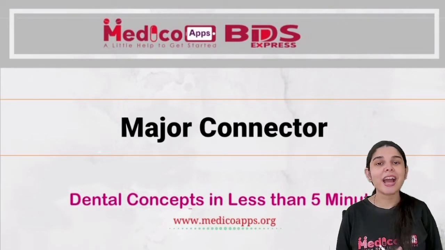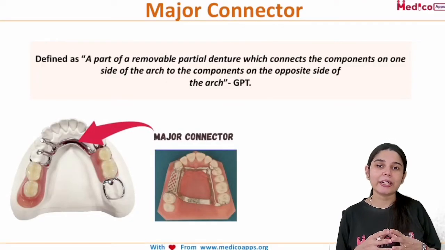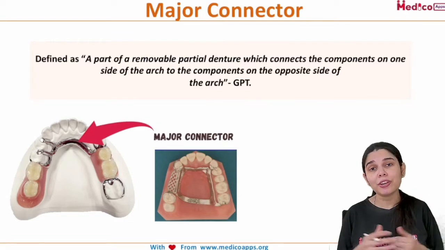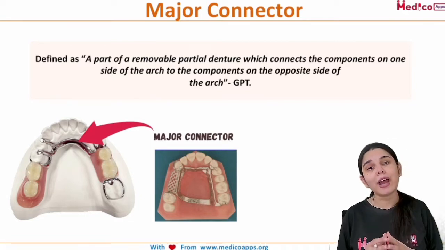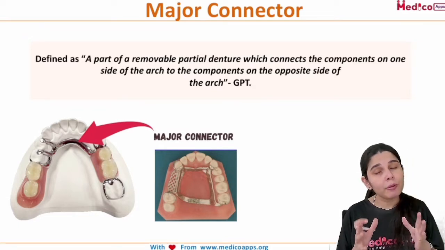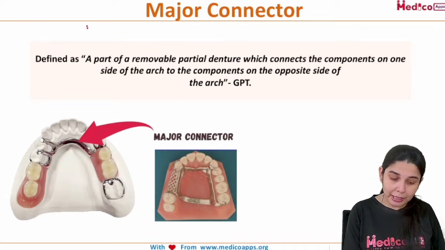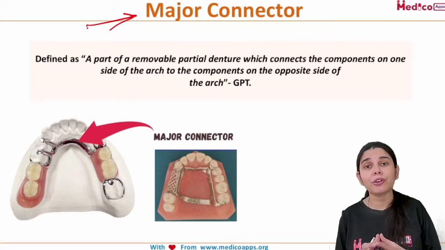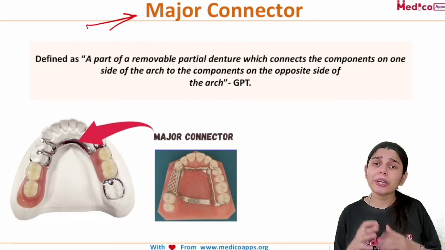So let's start today's discussion on major connector. Whenever a term called major connector is used, what do you understand by that? You need to understand that a removable partial denture is made up of 6 components, and among them, the major connector is the largest and the most important component of the removable partial denture.